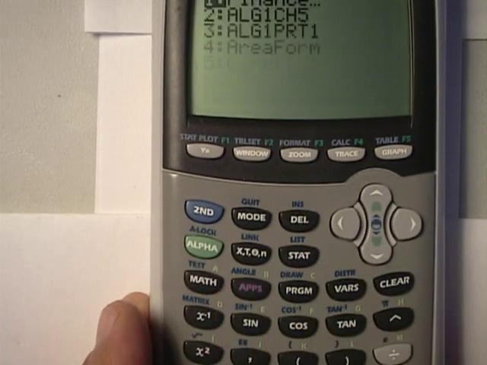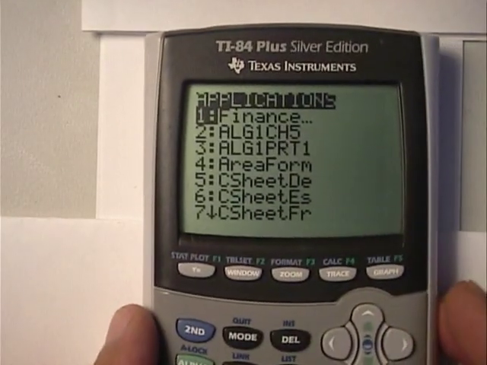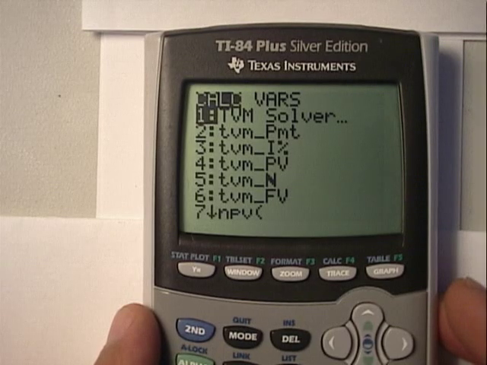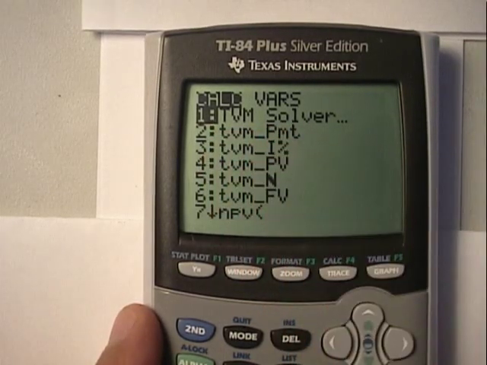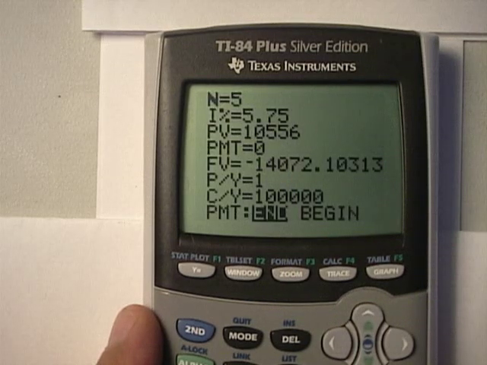Okay, I'm pressing apps because I have a TI-84 silver. And I'm pressing enter to finance, which is the very first one. Yours is going to be slightly different if you have an 83, but eventually you're going to get to the one that says TVM solver, and you want to press enter and load that.